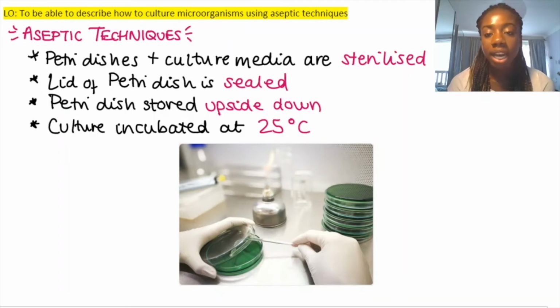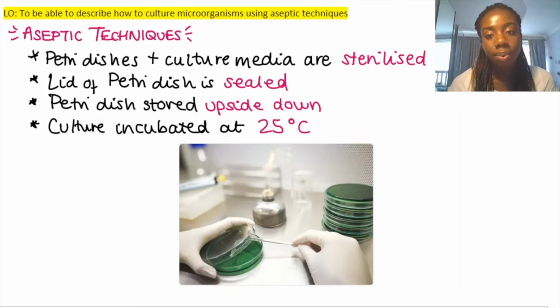So similar techniques to avoid contamination are making sure that the lid of the petri dish is sealed for the same reasons, and also we tend to store our petri dishes upside down. This helps stop airborne microorganisms from contaminating the culture, and storing it upside down ensures that condensation doesn't land on the surface of our agar jelly and disrupt the growth of our bacteria.